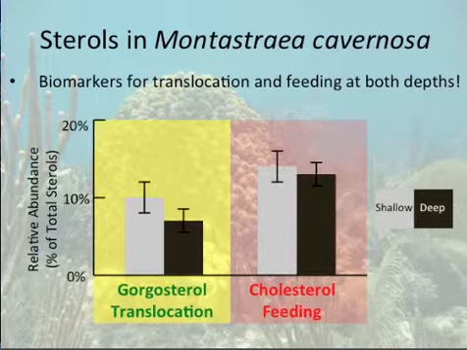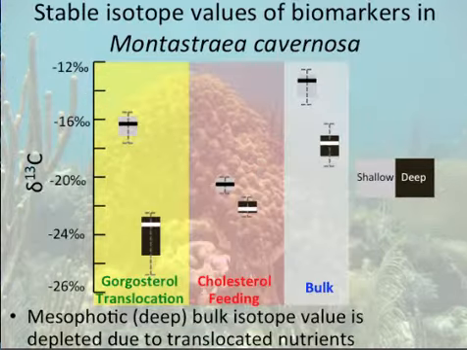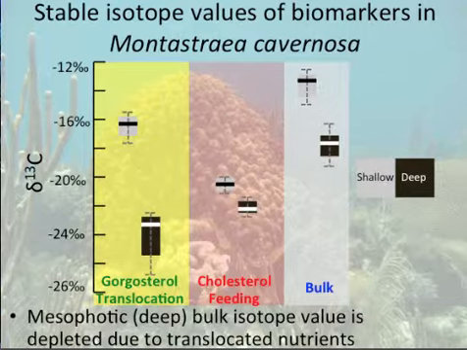These are just 2 of the 10 sterols that I detected. And among those 10 sterols were other biomarkers and then sterols that can be acquired by both feeding and translocation. So I went further with these 2 biomarker sterols and all of the other sterols that I detected to look at the stable isotope value of each of these. The reason that I wanted to look at the stable isotope value is because it tells me about the source and then also how it's incorporated into the coral.